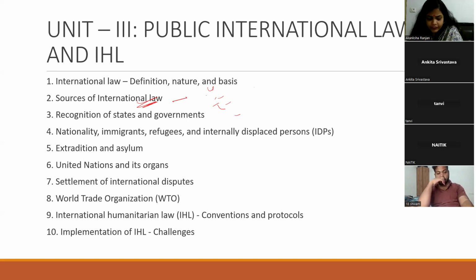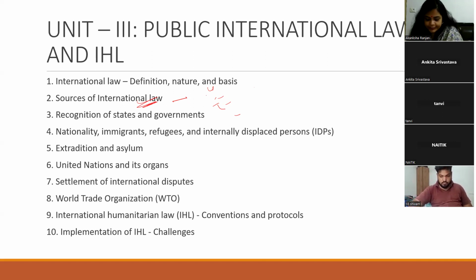That would be enough. Then after this, there is the Vienna Convention on the Law of Treaties, which is important. Few questions have been asked from the Vienna Convention; Articles 53 and 64 are important. Then case laws, I've already told you that they are important.